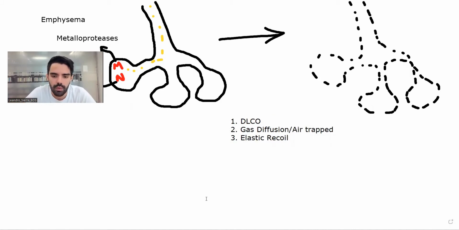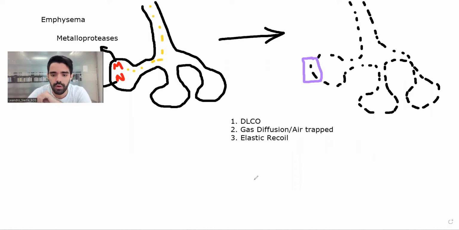Well, what we're going to have here is a problem in this wall, because it is broken. So you would think, as I thought years ago, that if it is broken, the gases will pass more freely through the barrier, and that is not right. If you don't have the wall, if you don't have the barrier, you cannot do the gas exchange.